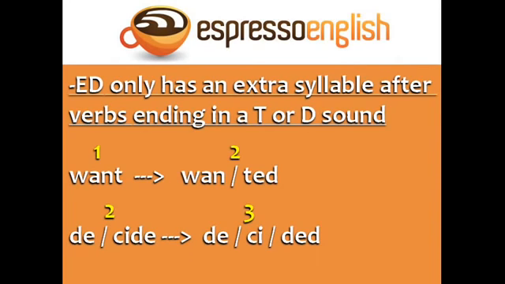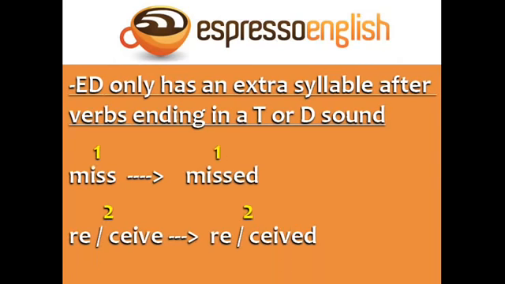Want, wanted, decide, decided. With these verbs, the ED adds an extra syllable. In all other verbs, the ED does not add an extra syllable. Miss, missed, receive, received.